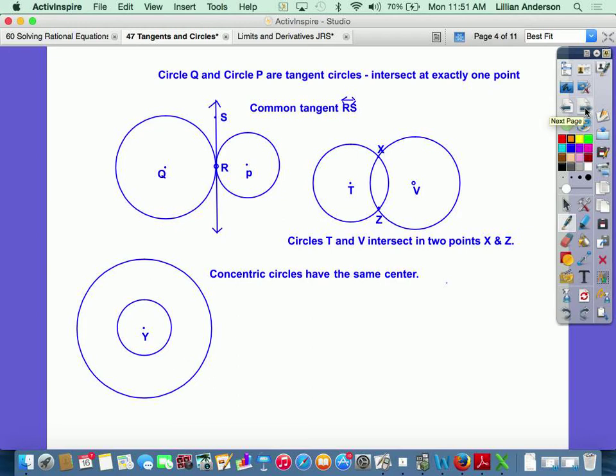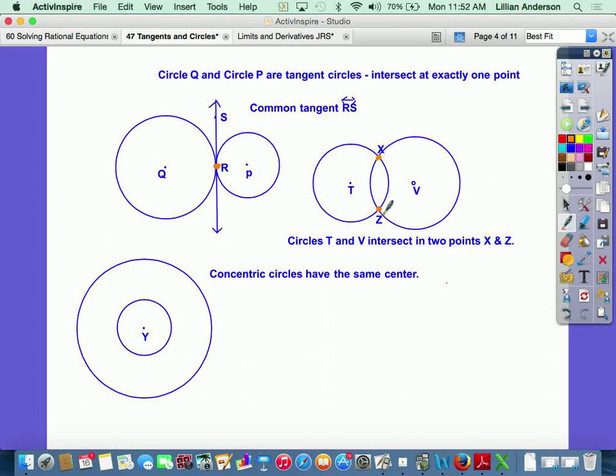Now, circles Q and P are called tangent circles. That means that they intersect at exactly one point, and you see that point right here. R is called your point of tangency. They touch at exactly one point, and they have a common tangent, line RS.